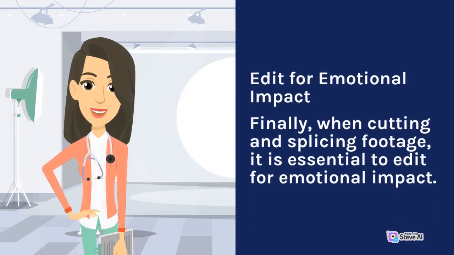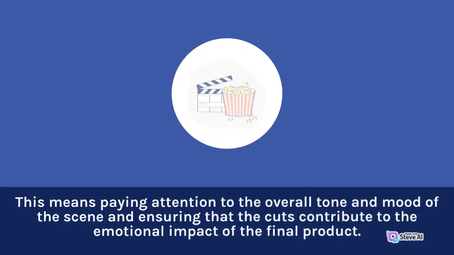Edit for emotional impact. Finally, when cutting and splicing footage, it is essential to edit for emotional impact. This means paying attention to the overall tone and mood of the scene and ensuring that the cuts contribute to the emotional impact of the final product.